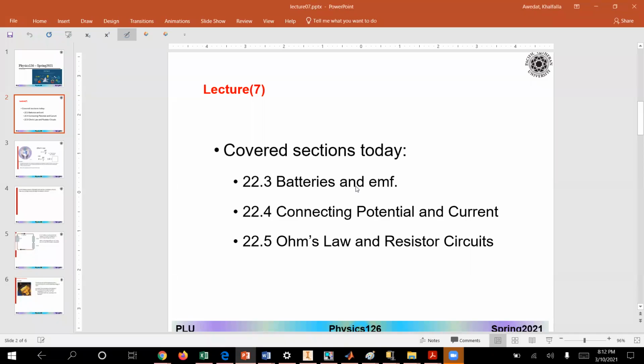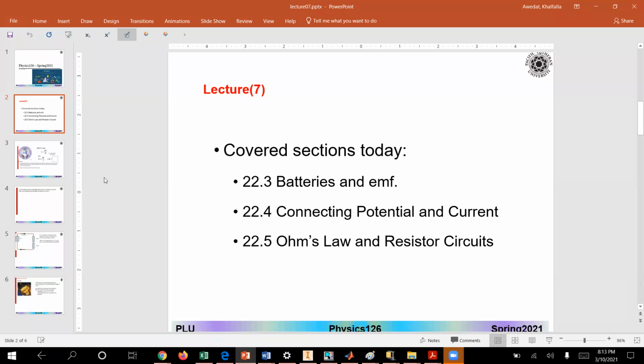Hey student, here is the outline for this lecture. We're going to cover three sections in chapter 22, but mainly we're going to focus on Ohm's law and how we apply it to basic electric circuits.